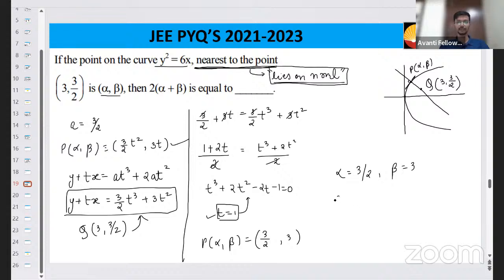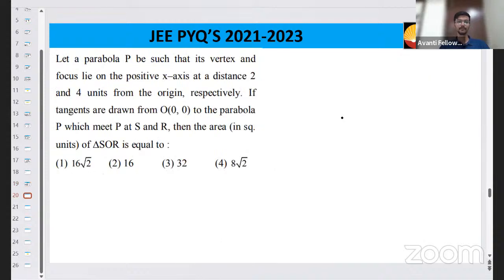So we want 2 alpha plus beta, which is 2 alpha plus 2 beta, which is 3 plus 6, which is equal to 9. So 9 is our correct answer. It is also an integer. I hope it is clear. Let's see the next one, guys.